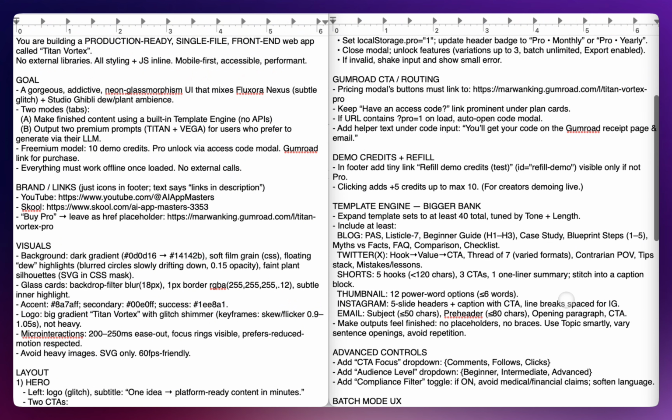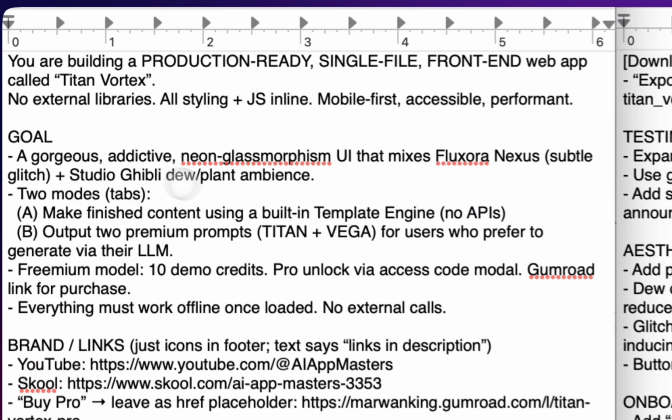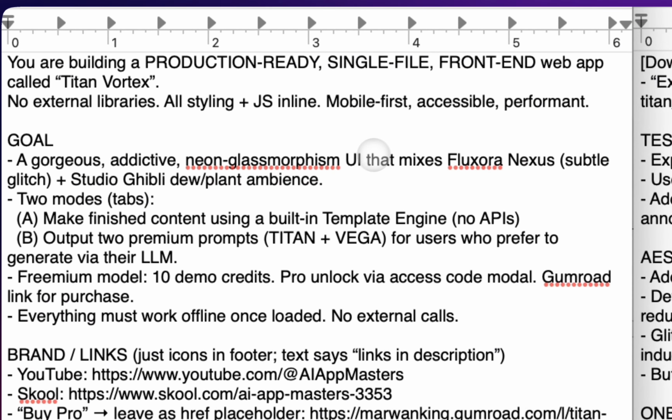We add more templates, 40 plus, set at least 40 total, export all markdown, batch with multiple jobs, unlockable variations for Pro. Now, as you can see, prompt 1 is going to be saying, building a production-ready single-file front-end web app called Titan Vortex, no external libraries, all styling plus JS inline, mobile first, accessible, performant. The goal is a gorgeous, addictive neon glass morphism UI that mixes one of our other styles with Studio Ghibli dew plant ambience. So this is what I went with.